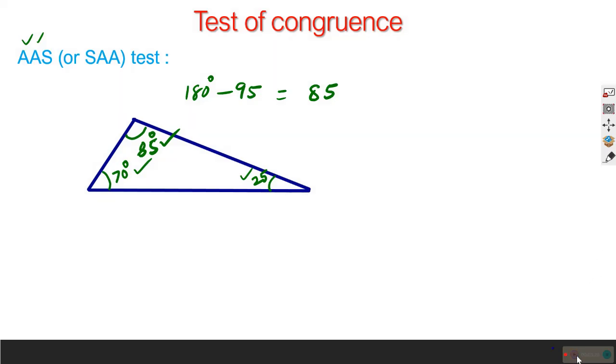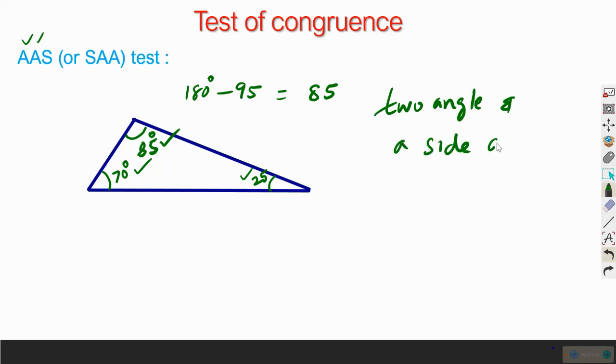Okay. So if two angles, and then a side adjacent to any one of the angles, adjacent means in touch with, adjacent to any one of those two angles are congruent with corresponding parts of the other triangle, then we will simply call this condition, just like we studied before, a test. So by default that is fulfilled, hence the existence of this particular AAS test or SAA test is also justified. Okay, we will move ahead.